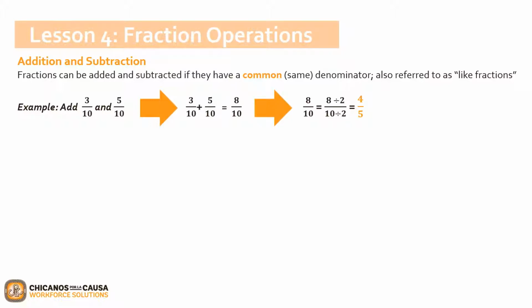While technically this answer is not incorrect, we can see that we can further reduce this, given that both 8 and 10 are easily divisible by the same number, which is 2. So we are going to divide both of these numbers by 2. 8 divided by 2 gives us 4, and 10 divided by 2 gives us 5. This is actually our final answer, which is 4/5.